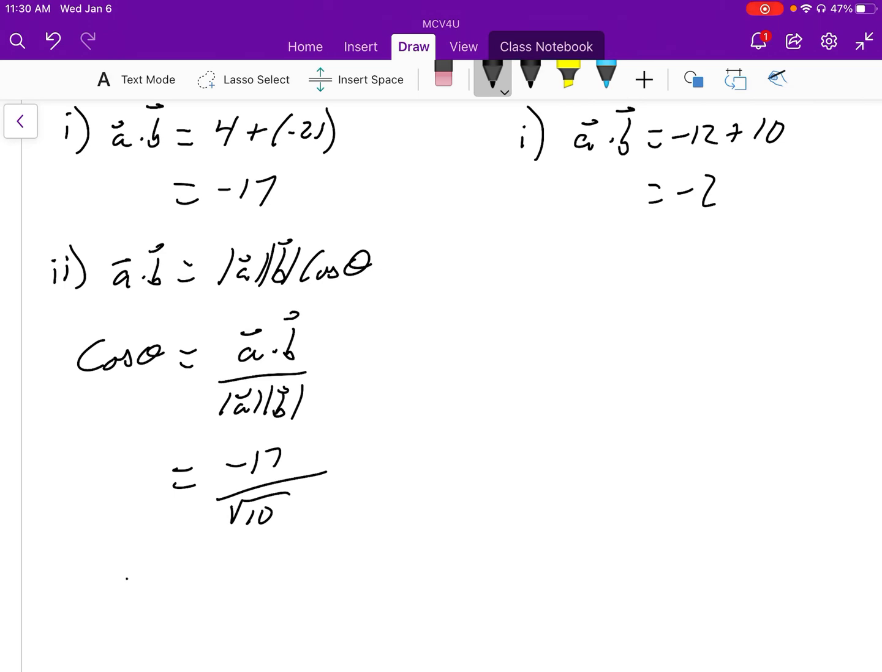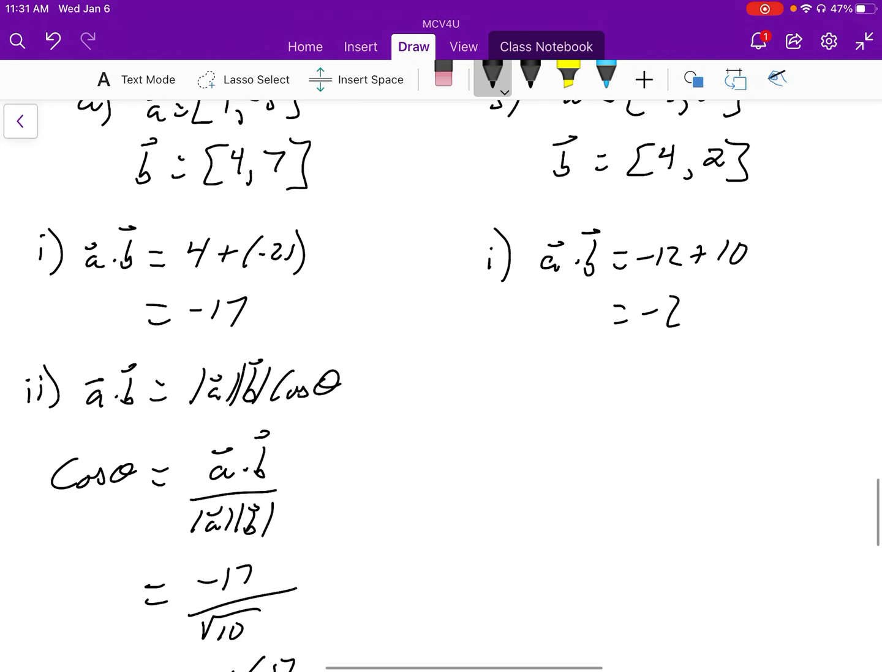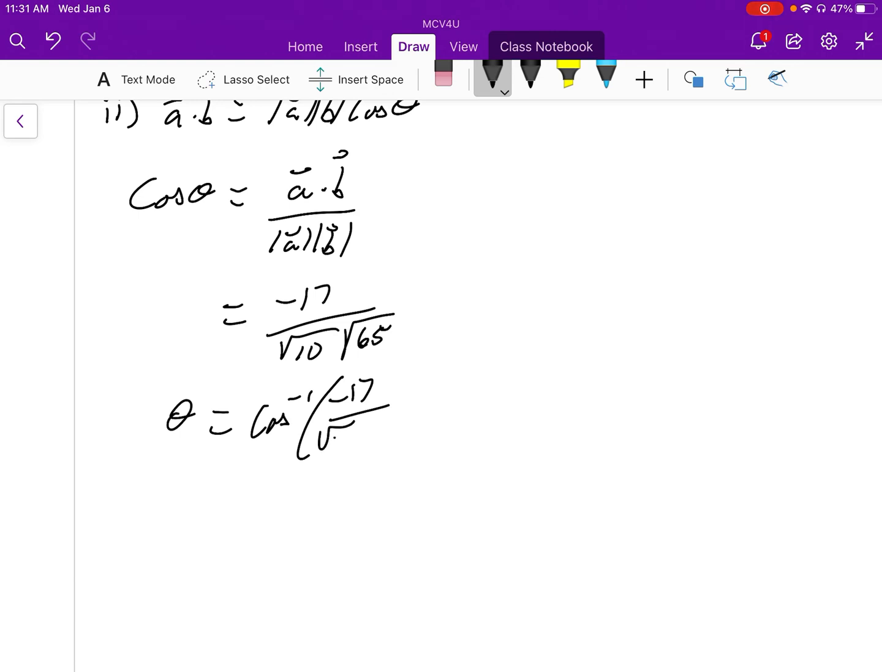And so theta is the cos inverse of negative 17 over, oh wait, did I do, yeah, I did do that. That's for the a vector, the square root of 10. We also have the square root of, for the b vector, 4 squared is 16, 7 squared is 49. So that would be 65. Okay, you have to do the magnitude of a times magnitude of b, right? Okay, so here's what we have here, 65.